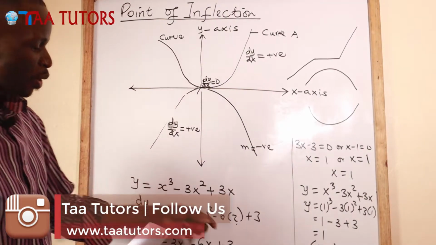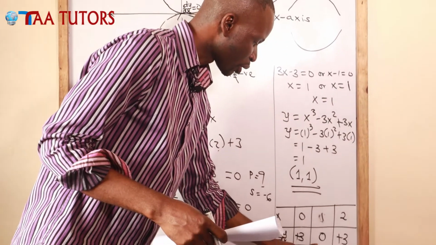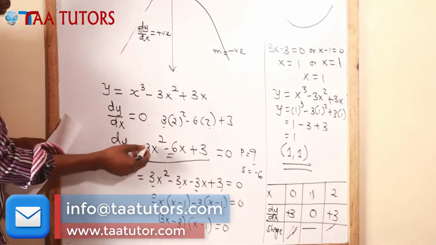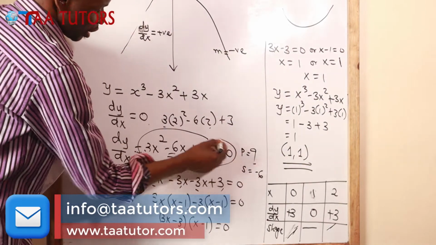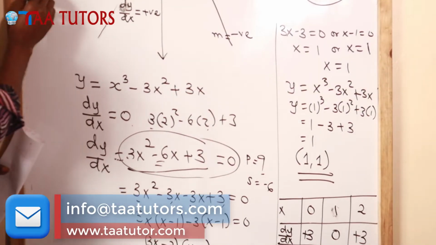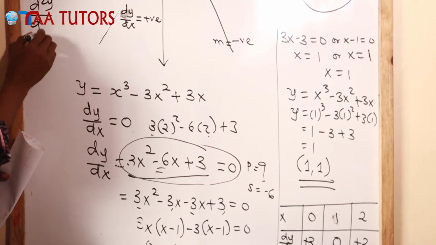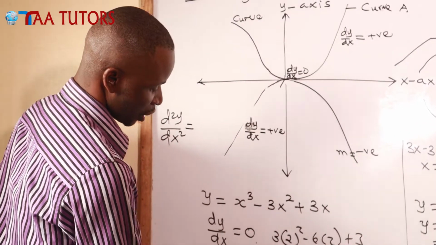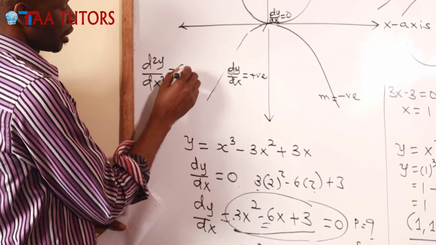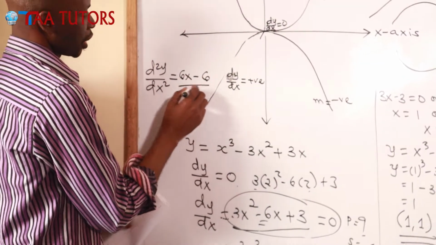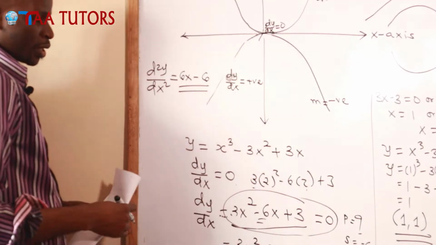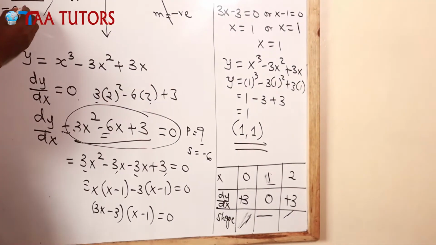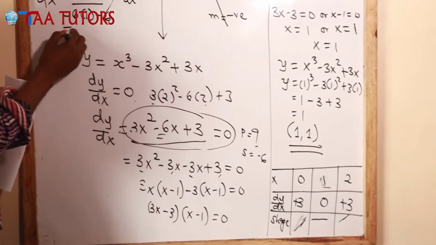Now, this is one way of testing which type of stationary point you have, the neighborhood test. We can also use the second derivative. For the second derivative, we differentiate the gradient function again. So the second derivative, d squared y over dx squared, if I differentiate this once more, will be 6x minus 6. At the value where x is 1, what do we expect to get? We'll get 6 into 1 minus 6, which will be 0.